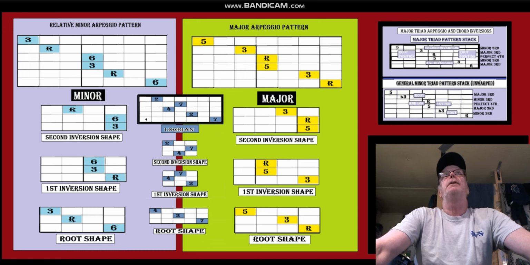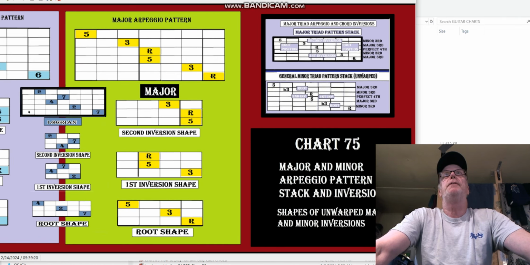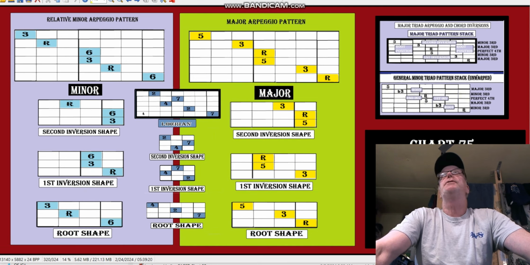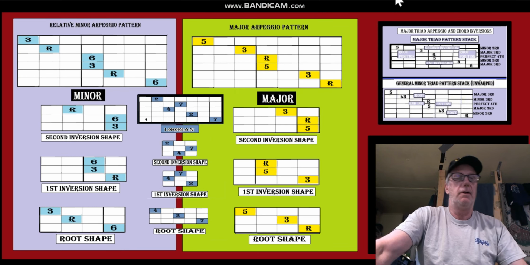I'm going to start today with this chart here. It's a couple of charts back. It should be chart 75, major and minor arpeggio pattern stack and inversions. Pattern stack, what is that? Very interesting. Let's see.